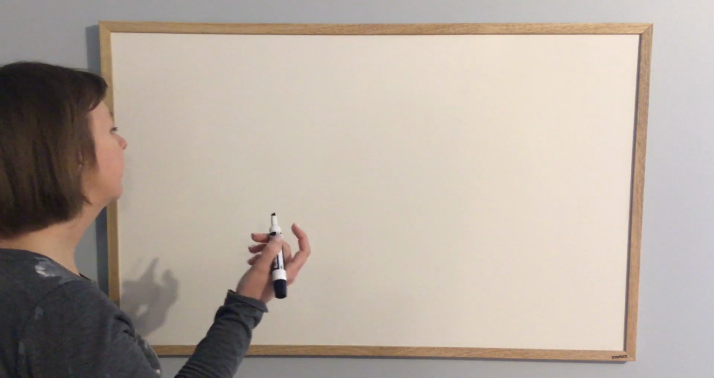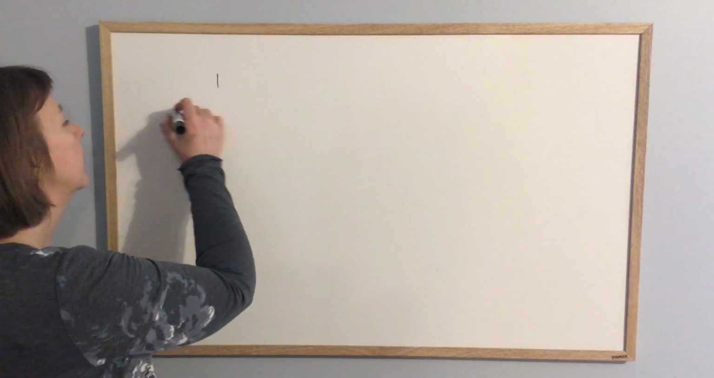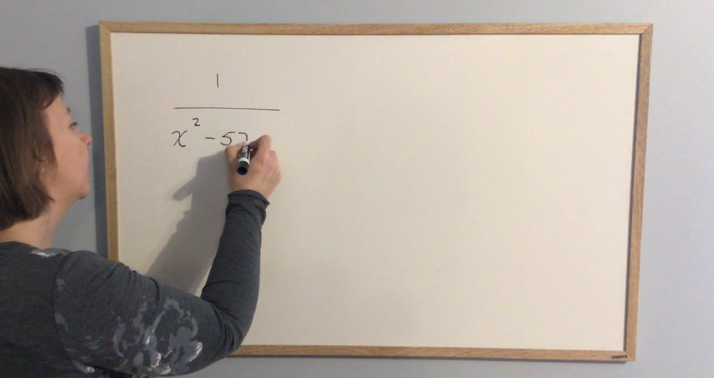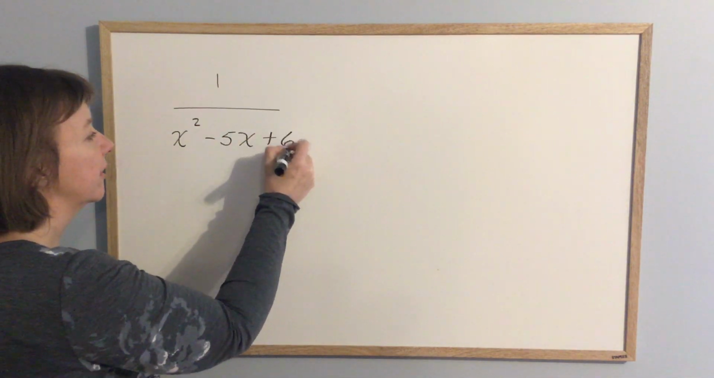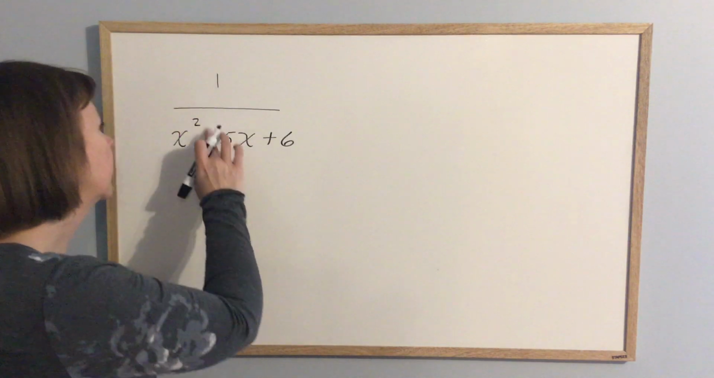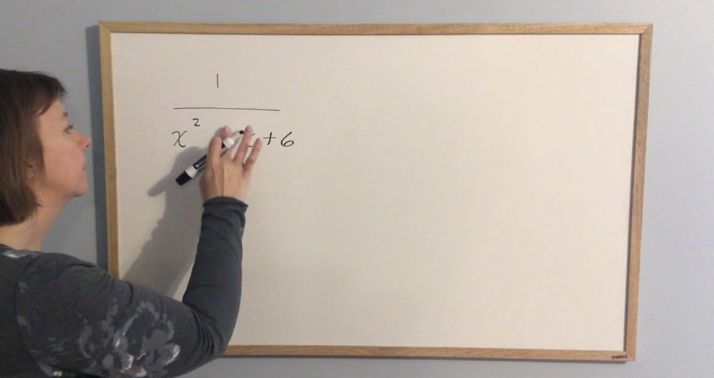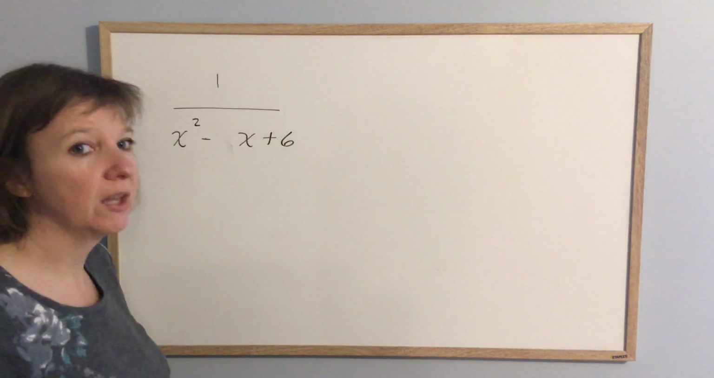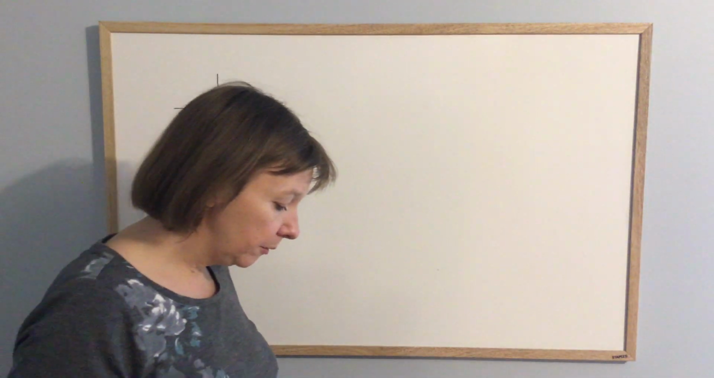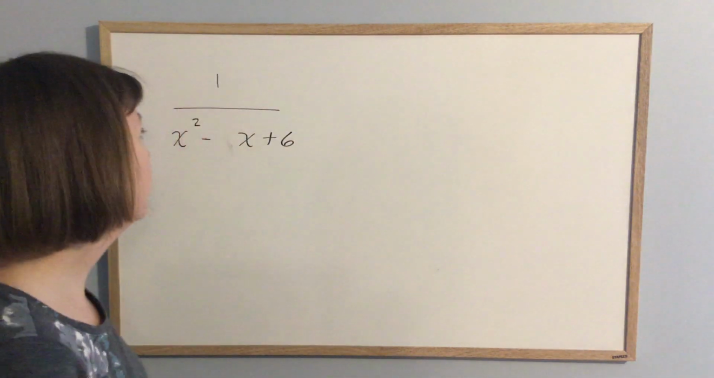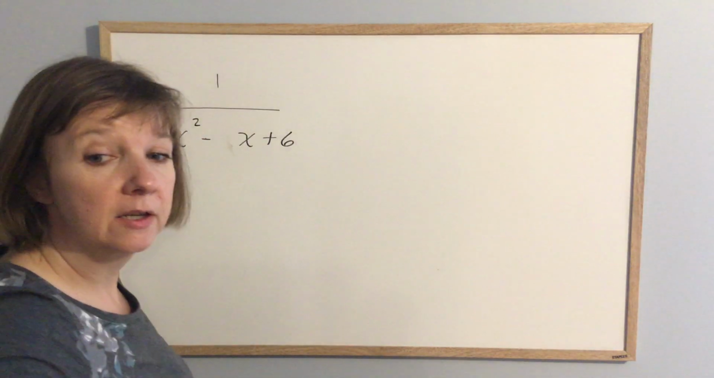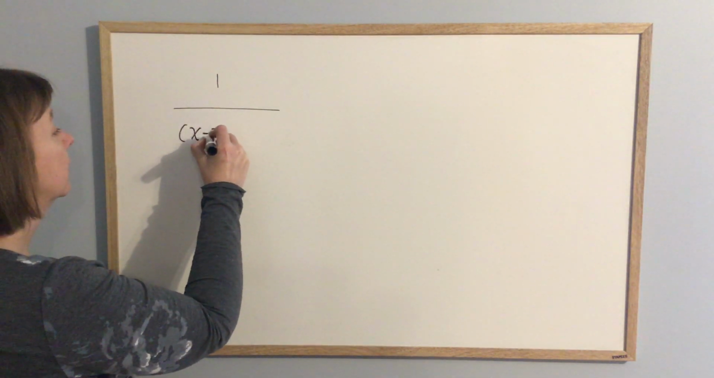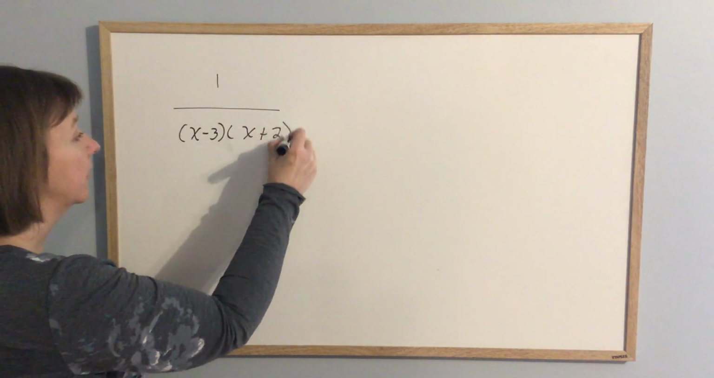So if I have, I don't know, 1 over x squared minus x plus 6, let's make it that. All right? The first thing I'm going to ask myself is, does that bottom factor? And it does. It factors to x minus 3 and x plus 2.